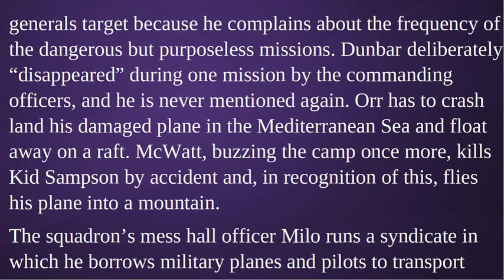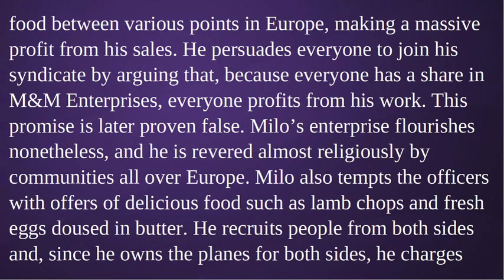McWatt, buzzing the camp once more, kills Kit Sampson by accident and, in recognition of this, flies his plane into a mountain. In the squadron's mess hall, Officer Milo runs a syndicate in which he borrows military planes and pilots to transport food between various points in Europe, making a massive profit from his sales. He persuades everyone to join his syndicate by arguing that because everyone has a share in M&M Enterprises, everyone profits from his work.